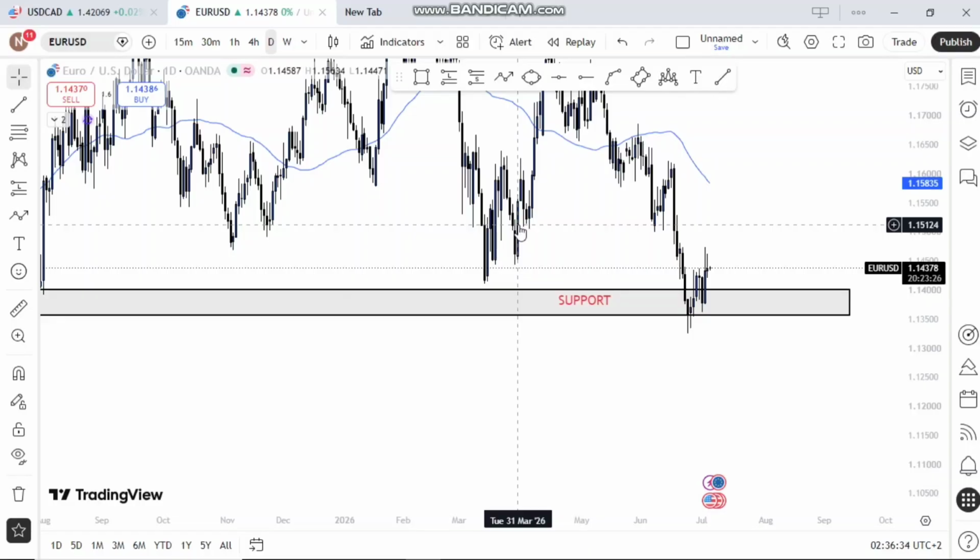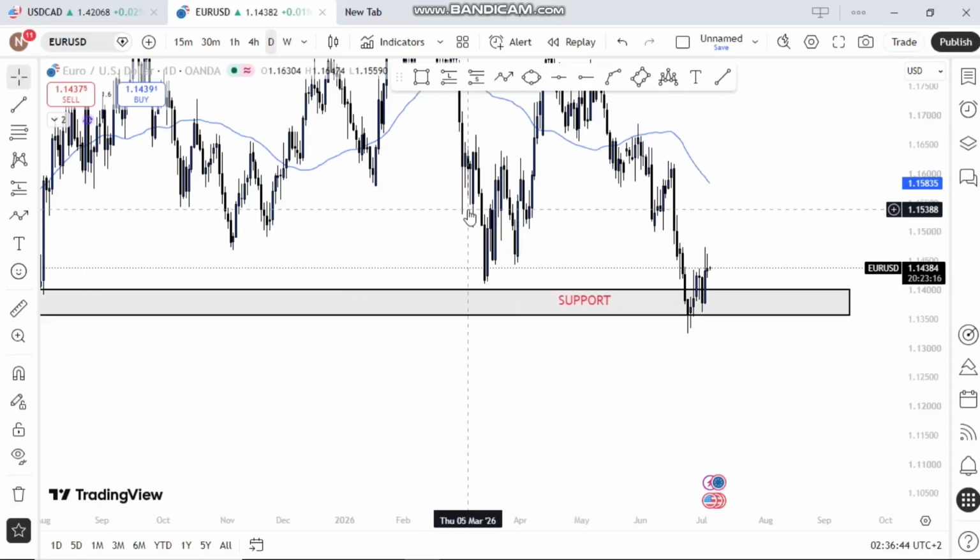the direction, what happened. So now we are going to go to the 4 hour and then to the 1 hour and 30 minutes to find our entries. The 4 hour is going to give us more detail about this support level, this area of interest, and then I use that information to our advantage on the 1 hour and 30 minutes to find entries.